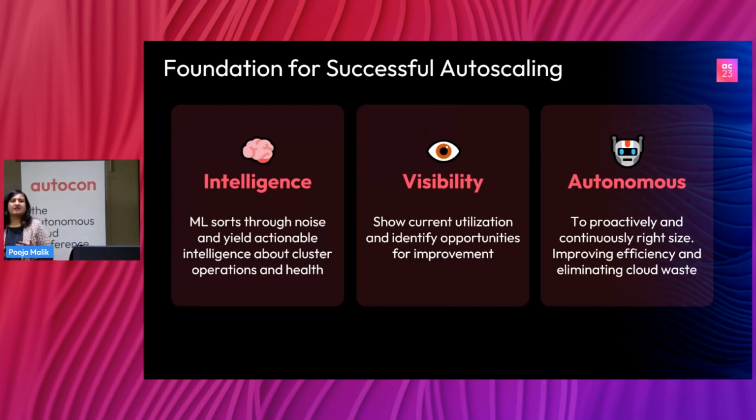So the basic foundations of achieving successful autoscaling is that it should be intelligent. Your autoscaling system should be intelligent enough to sort through all the noise, and it should be able to yield actionable intelligence about the cluster operations and health. You should also have visibility. It should show you the current state, and it should be able to identify the opportunities for improvement. And also it should be autonomous, so it should be able to proactively and continuously right-size.